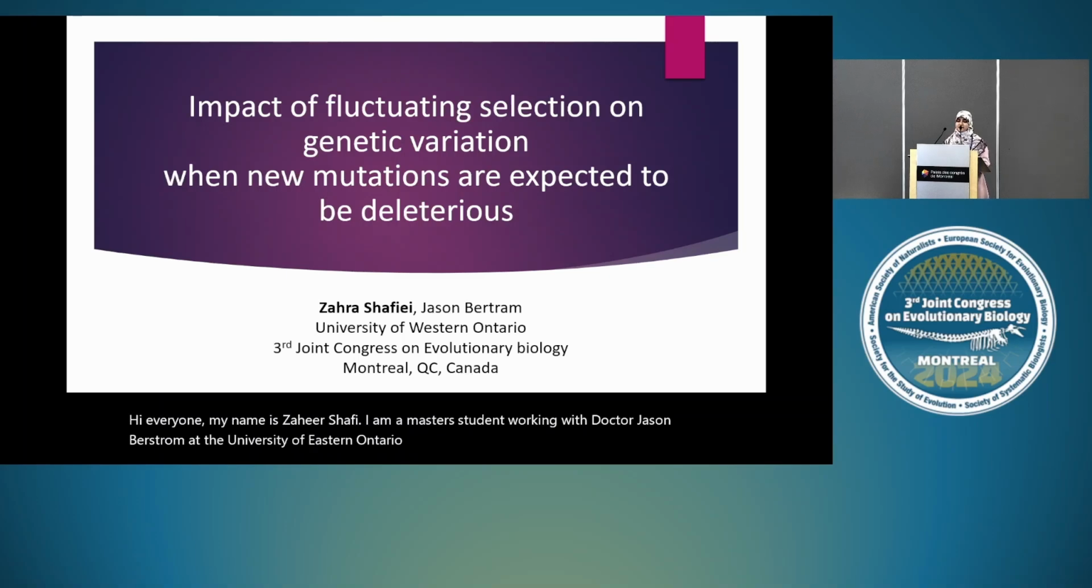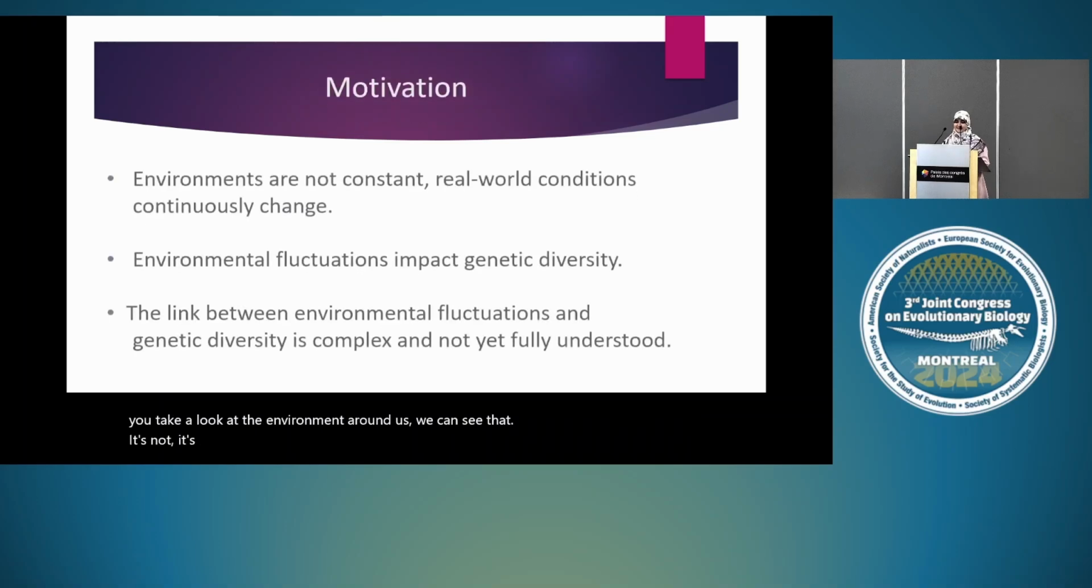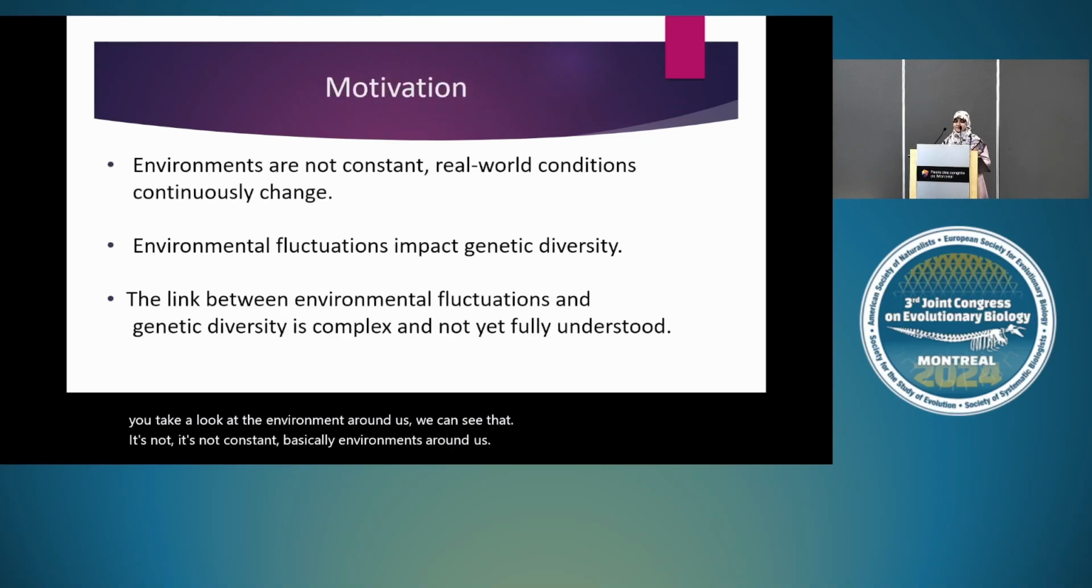Today I want to talk about the impact of fluctuating selection on genetic diversity when new mutations are expected to be deleterious on average. Well, the first question is why fluctuating selection? To answer that, if we take a look at the environment around us, we can see that it's not constant. The real-world conditions are continuously changing, and these changes are due to different factors, such as climate change, availability of different types of resources, and so many other factors.